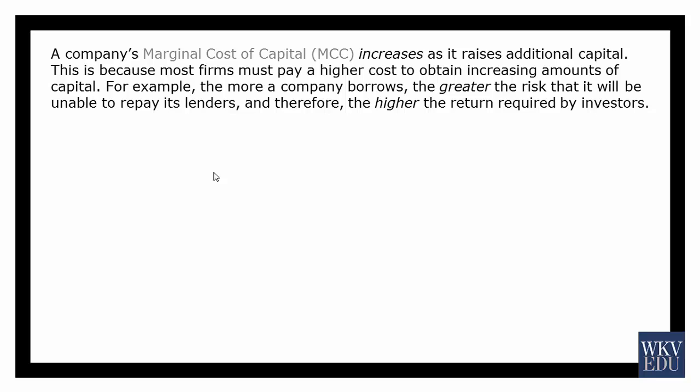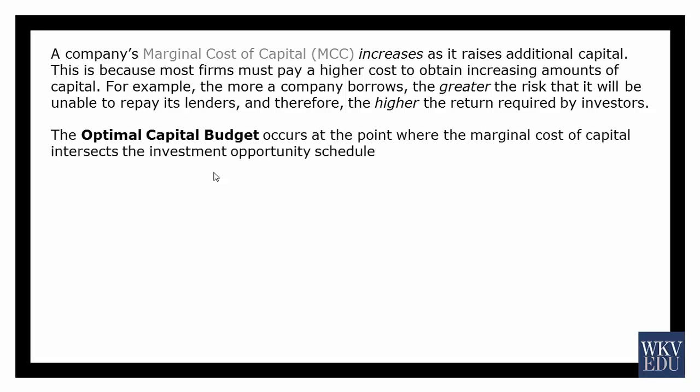The company prioritizes investments in projects with the highest IRRs. As more resources are invested in the most rewarding projects, remaining opportunities offer lower and lower IRRs. This fact is represented by an investment opportunity schedule that is downward sloping. Also, this happens because most firms must pay a higher cost to obtain higher amounts of capital. The more a company borrows, the greater the risk it will be unable to repay its lenders, and therefore the higher the required return by its investors.